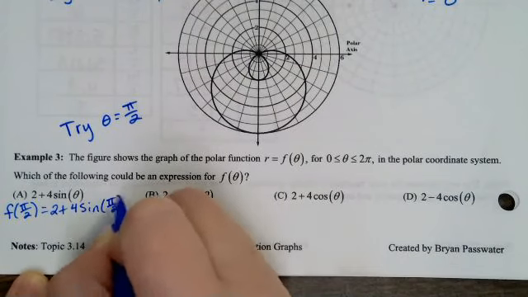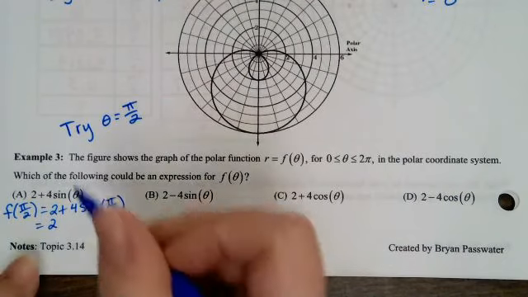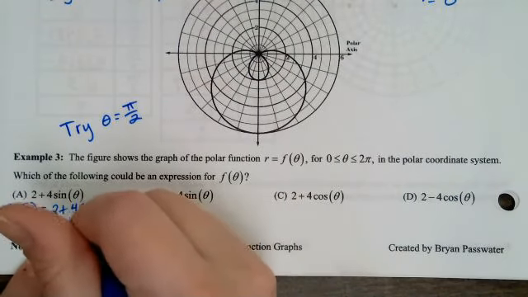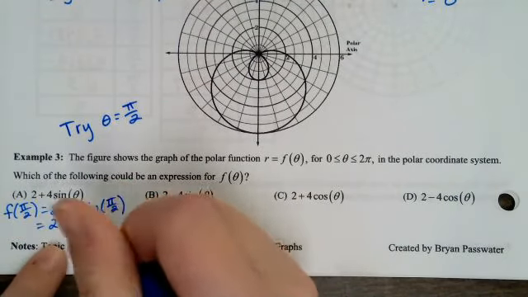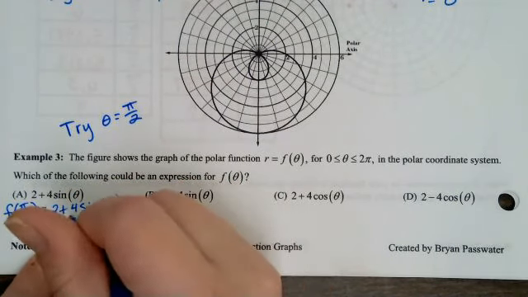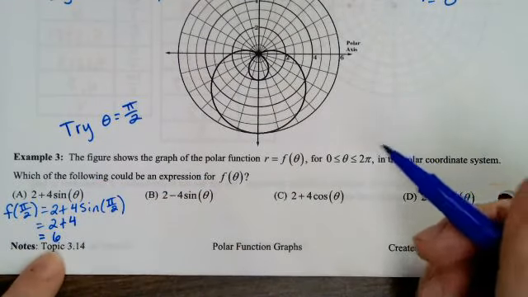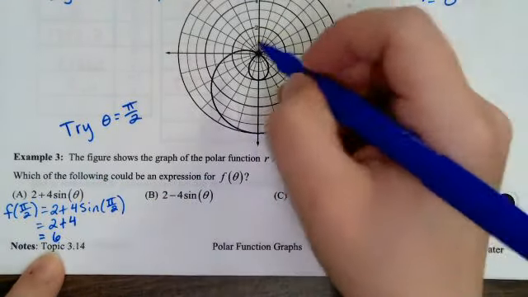I don't have a lot of space here, so I'm going to do a little bit of this in my head. I'm hoping you already tried it, so it makes it easier. Sine of pi over 2, the y value is 1. 1 times 4 is 4. When you add those, we get 6. So I'm looking at being at pi over 2, 6.